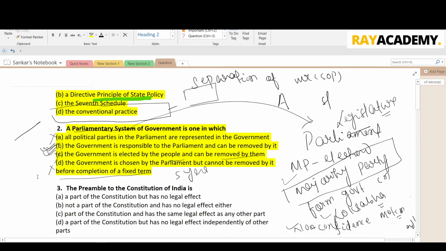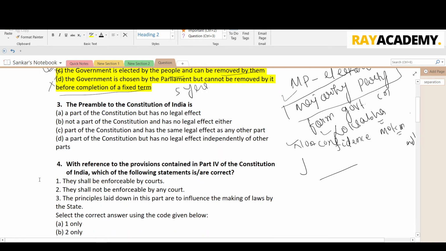Okay. See, do not take too much of a burden if you are not able to understand immediately. I understand. It's okay. I just want to tell you that this is the type of question you will get in your exam. Come to the third question. The preamble to the Constitution of India is, can you answer it?